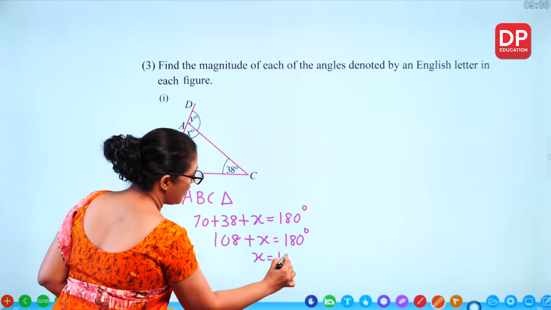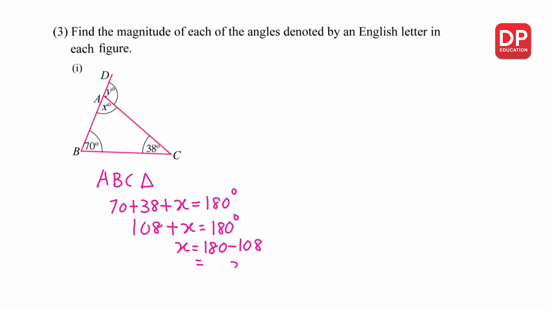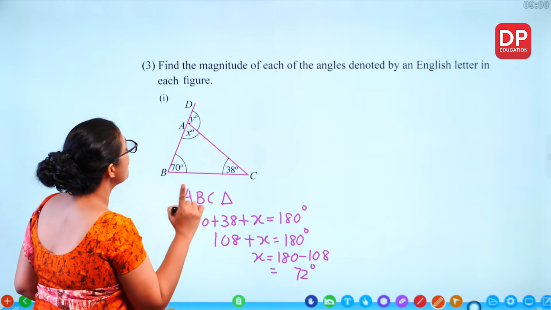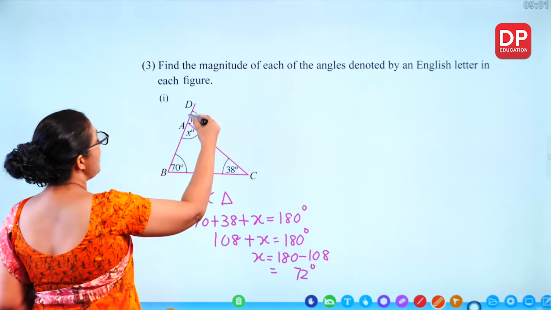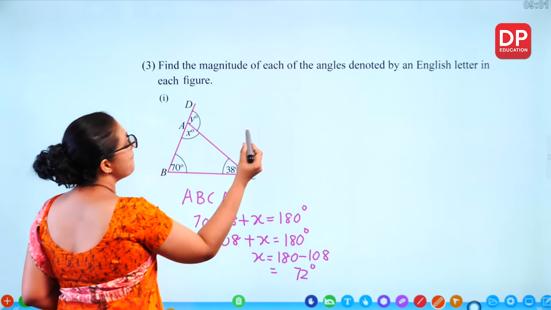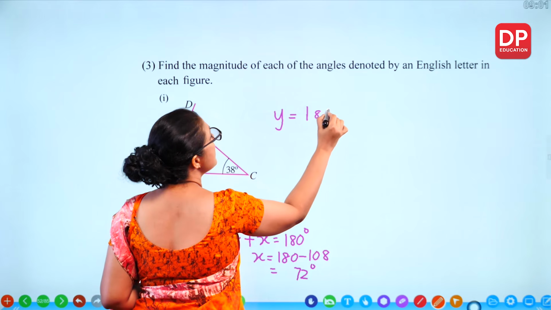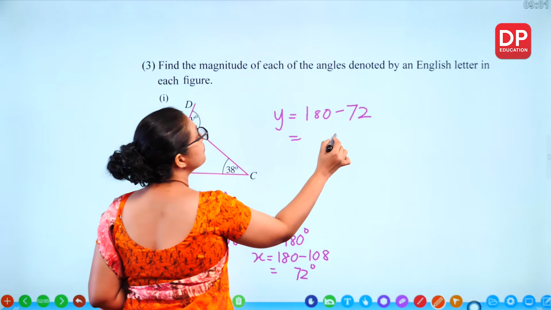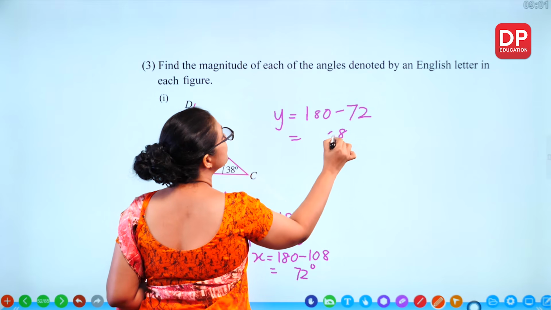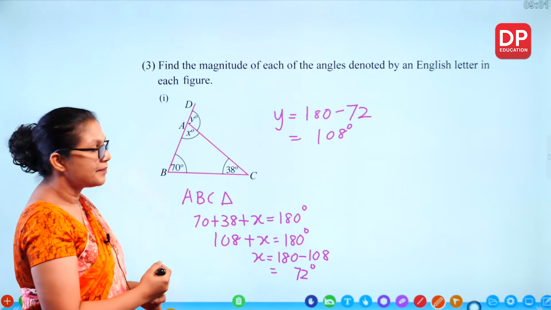X becomes 180 minus 108. What's the value? 72 degrees for x. Now we need to find out y. We know this is a straight line. So what's y? Y is 180 minus 72. So you get 108 degrees.